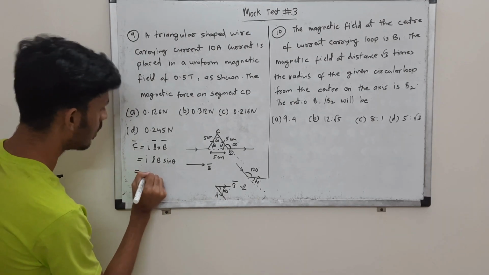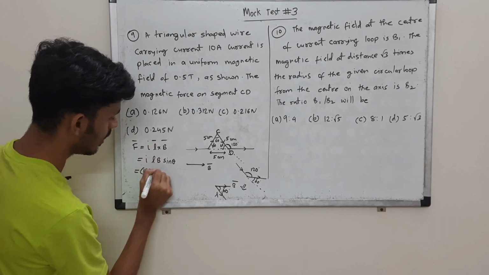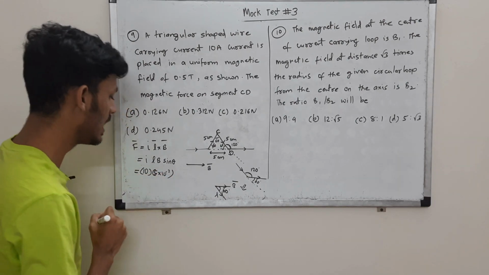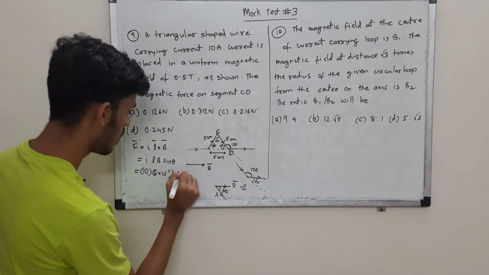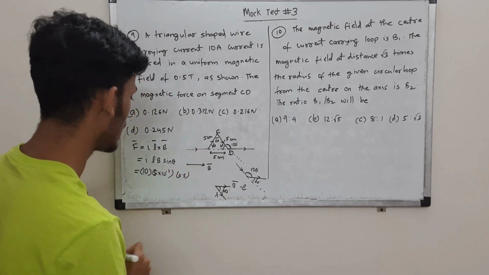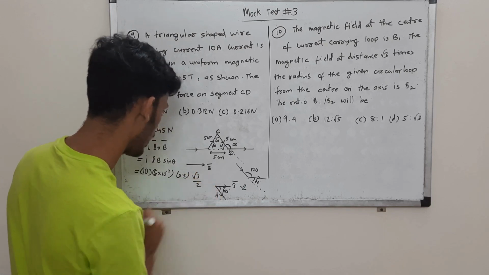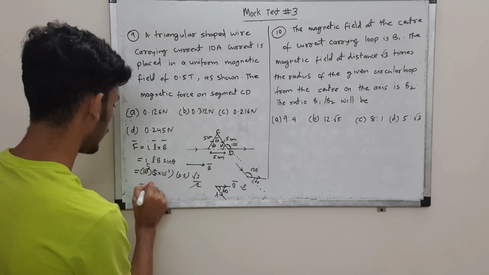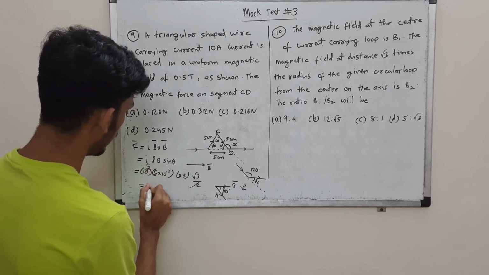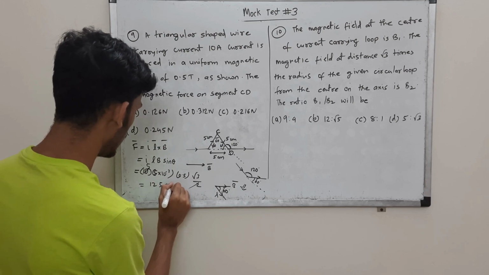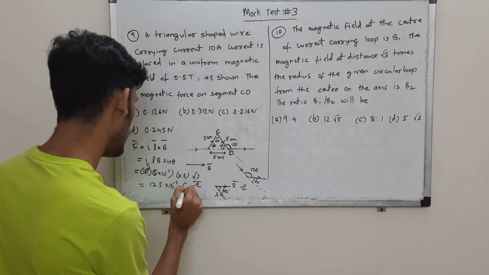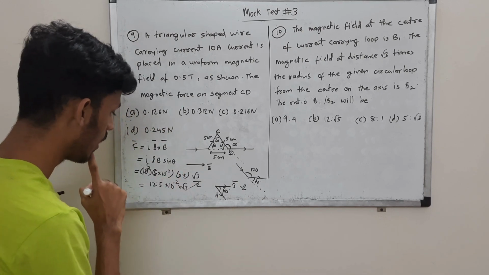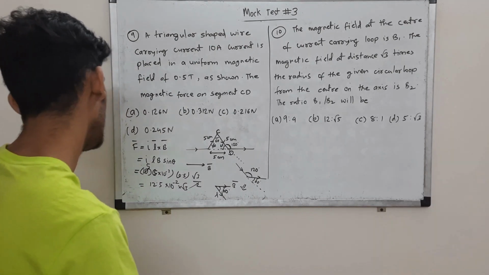Okay, so I is 10 amperes, length we know that it is 5 centimeters, 5 into 10 to the power minus 2. B is magnetic field 0.5. And sine of 60 is root 3 by 2. So what can we do? Actually, we can cancel this. 5 into 5 is 25, 25 into 5 is 125, and we can write it as 10 to the power minus 3, and this will be root 3. So actually 10 to the power minus 2, and we can write root 3 as 1.732.